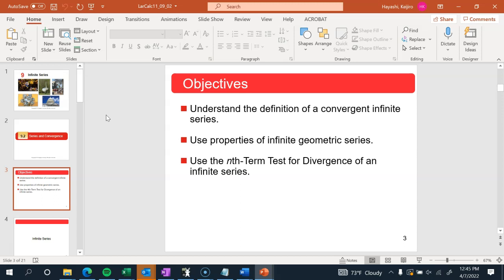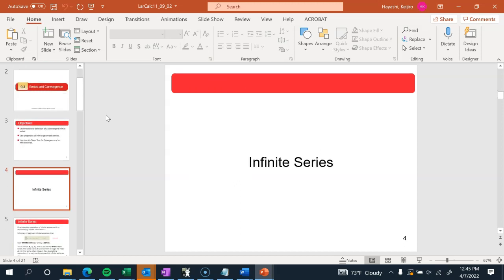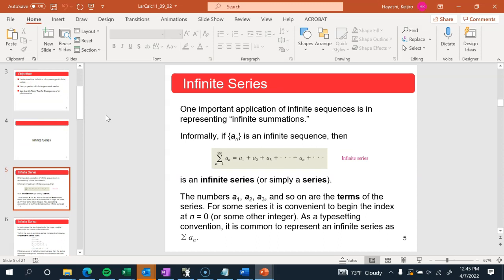So an infinite series is just an infinite sum. It's an infinite sum of the infinitely many terms of a sequence. So it's like a sequence, except instead of just listing out the terms, there are plus signs in between. You are adding them up into something.